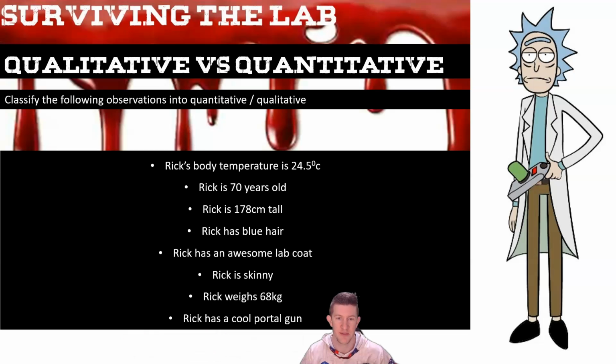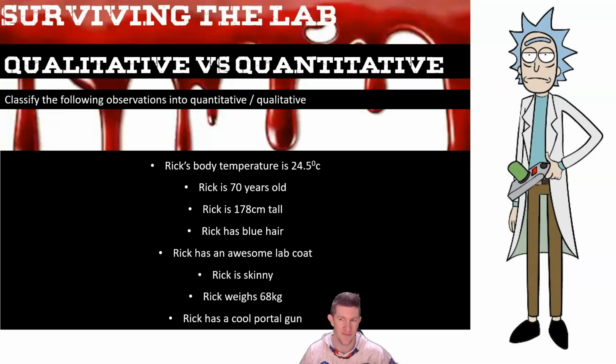Okay, so Rick's body temperature is 24.5 degrees. That is something we would measure with a thermometer, so that is a quantitative value. 70 years old, that's a little bit of a tough one. We definitely measure that. That's not using your senses, so that would be quantitative as well. 178 centimeters tall, quantitative again. We use a tape measure to measure that.